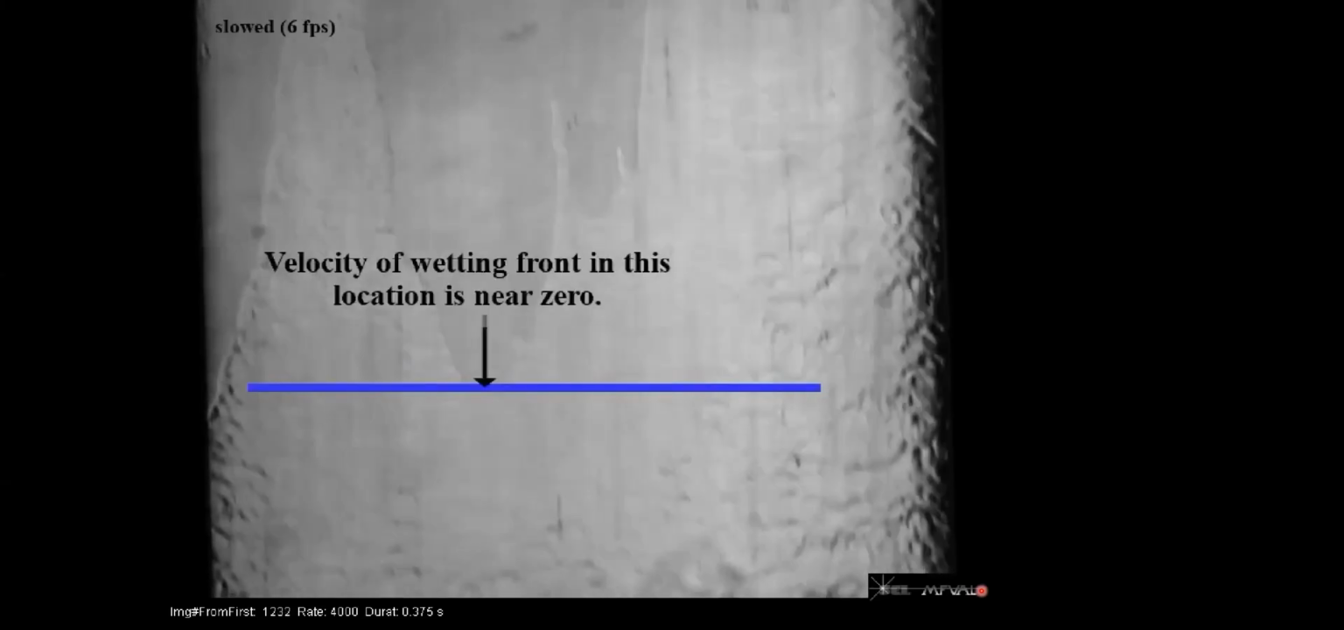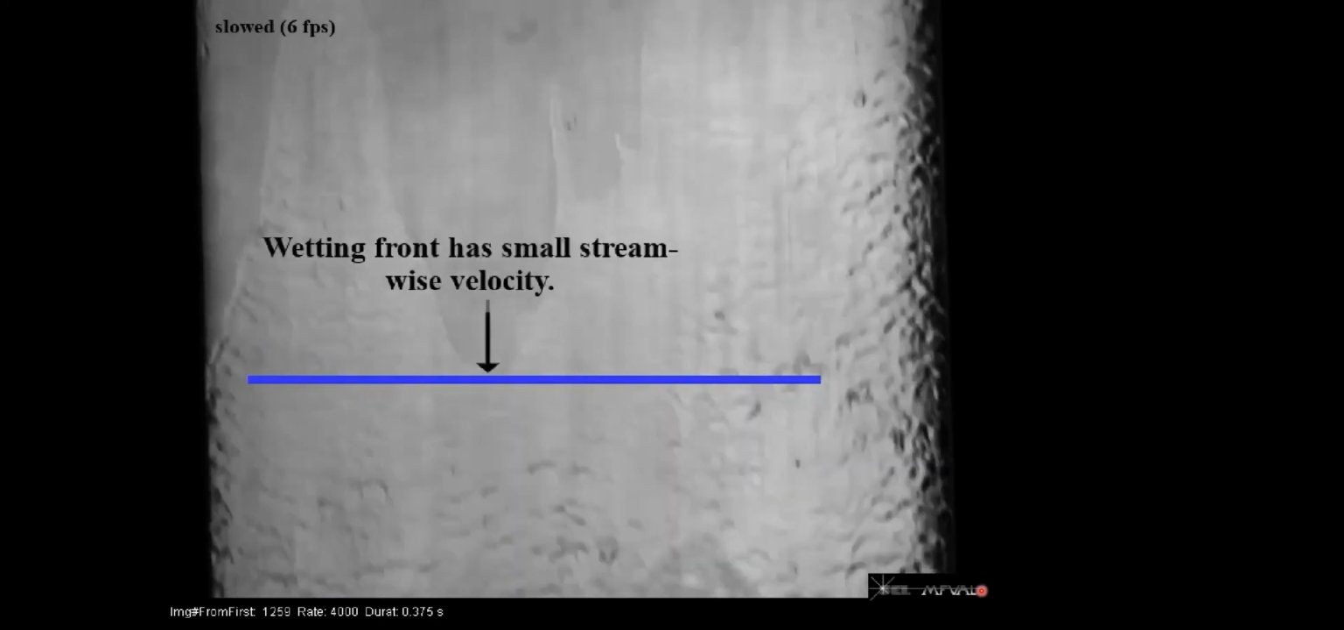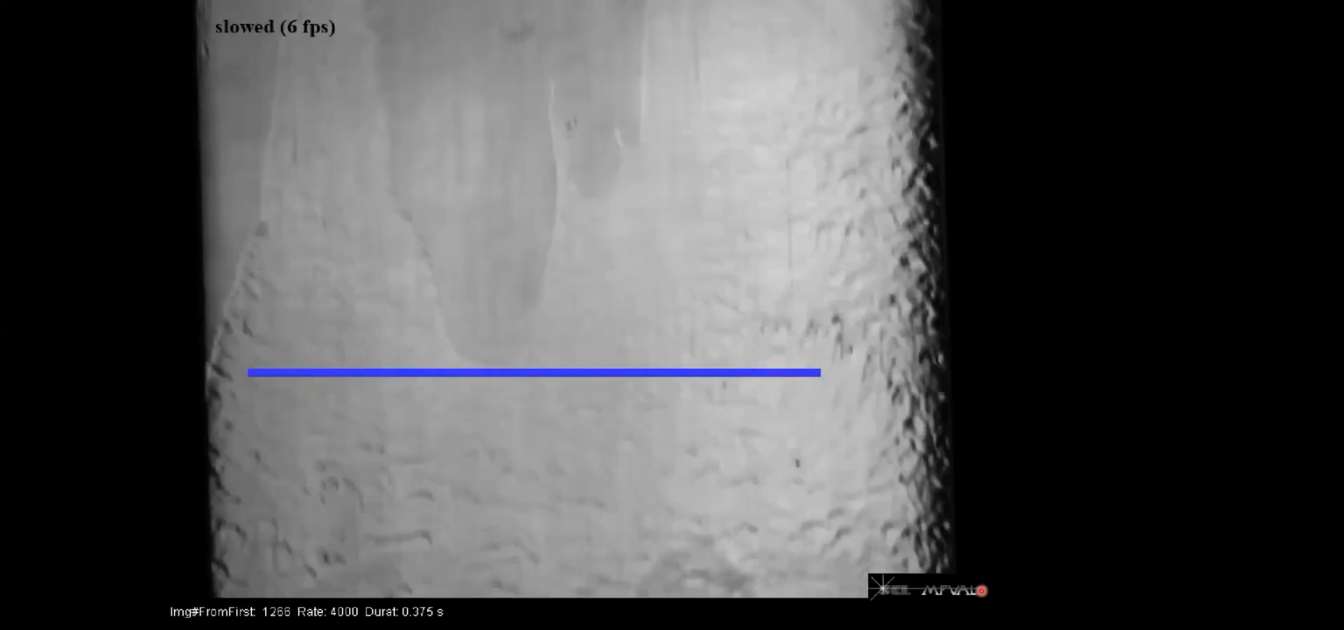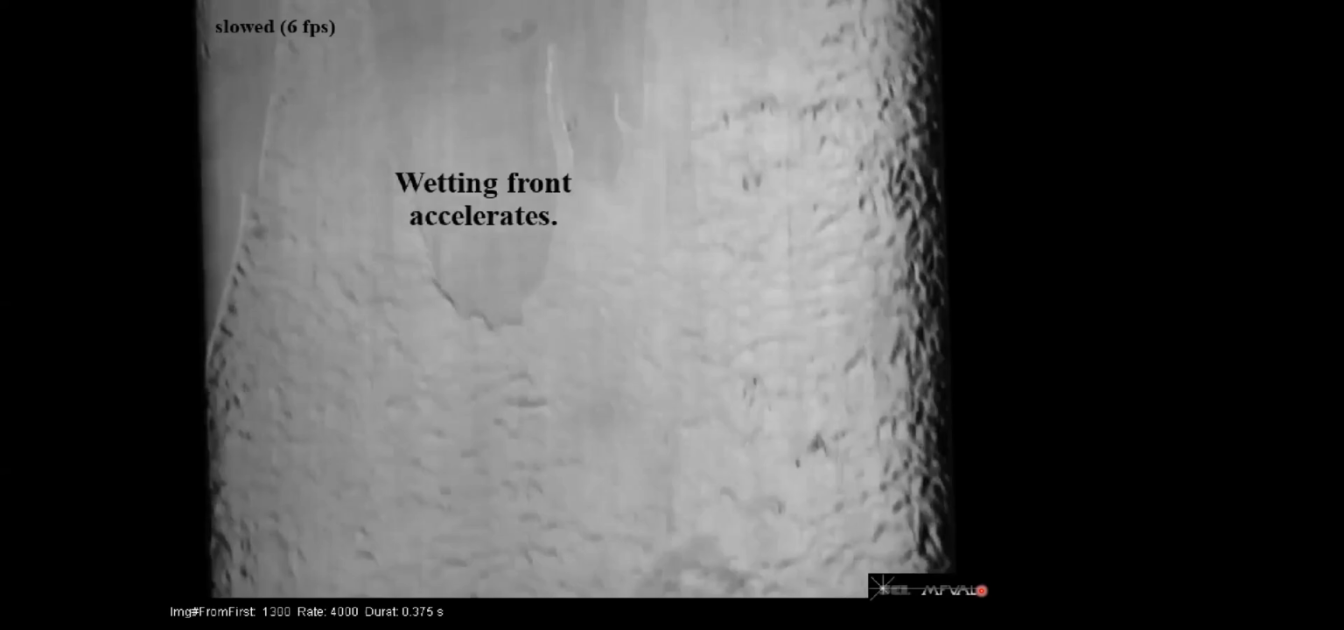So the wetting front comes from the bottom of the screen to the top of the screen, and you'll see it eventually stalls, and it no longer possesses the necessary momentum to move the wetting front downstream. There's a blue dotted line, and this indicates the presence of a thick film wave advancing towards the stalled wetting front. The wave catches up with the wetting front and now provides the necessary momentum to continue the re-wetting process. The liquid film is now able to re-wet the surface.